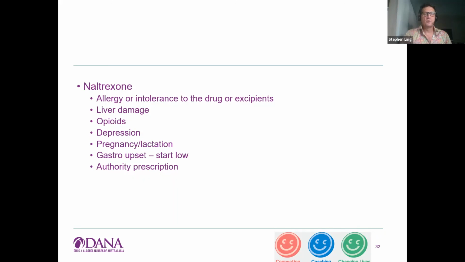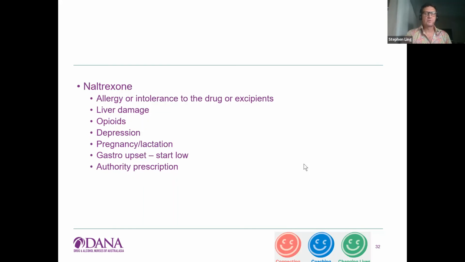Now, naltrexone is an opioid antagonist drug. Similar to acamprosate, it seems to help some people with their thoughts about drinking. It doesn't work for everyone, and it doesn't stop the thoughts altogether. It works along a different pathway, theoretically, to acamprosate, but patients who are allergic or intolerant to the drug or its excipients shouldn't be prescribed naltrexone.